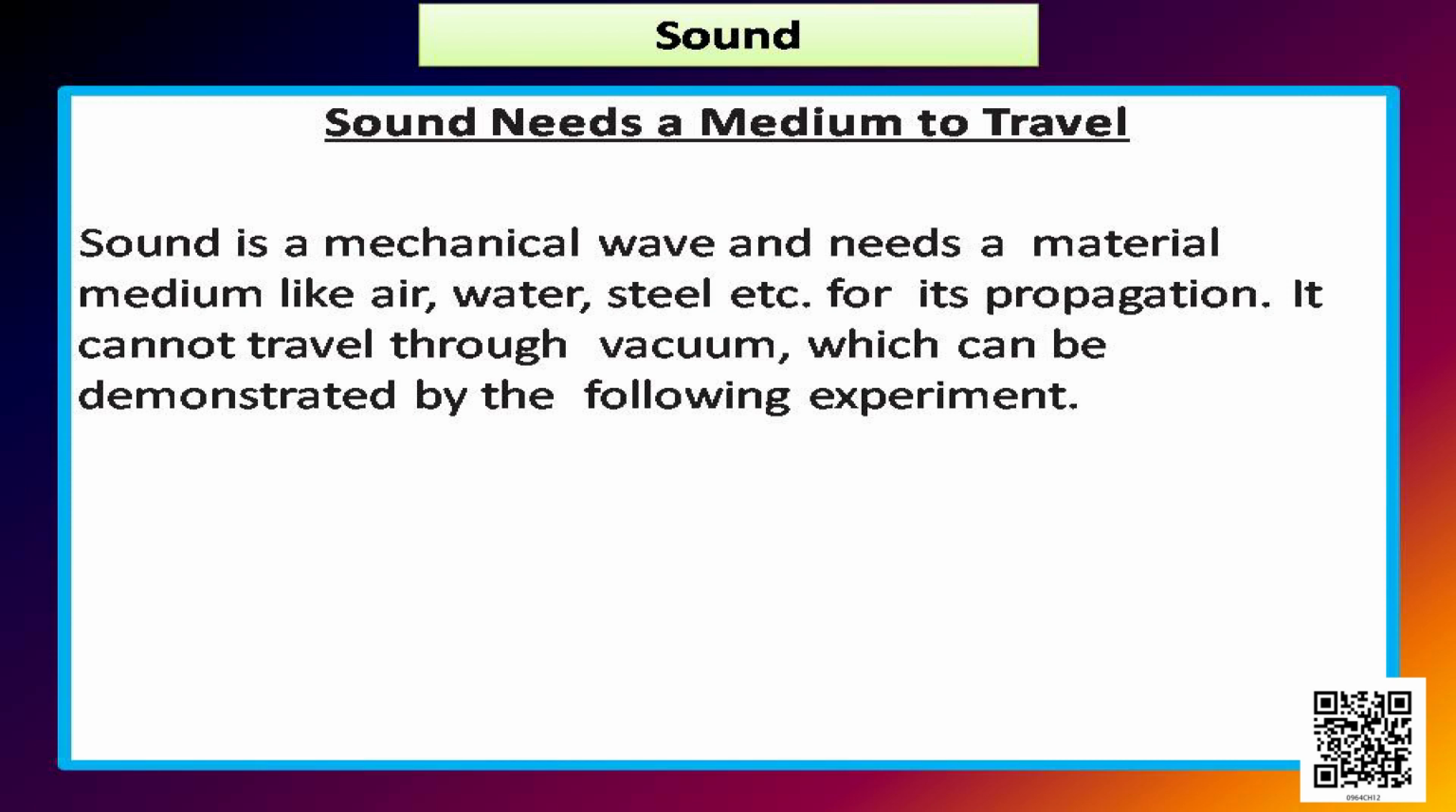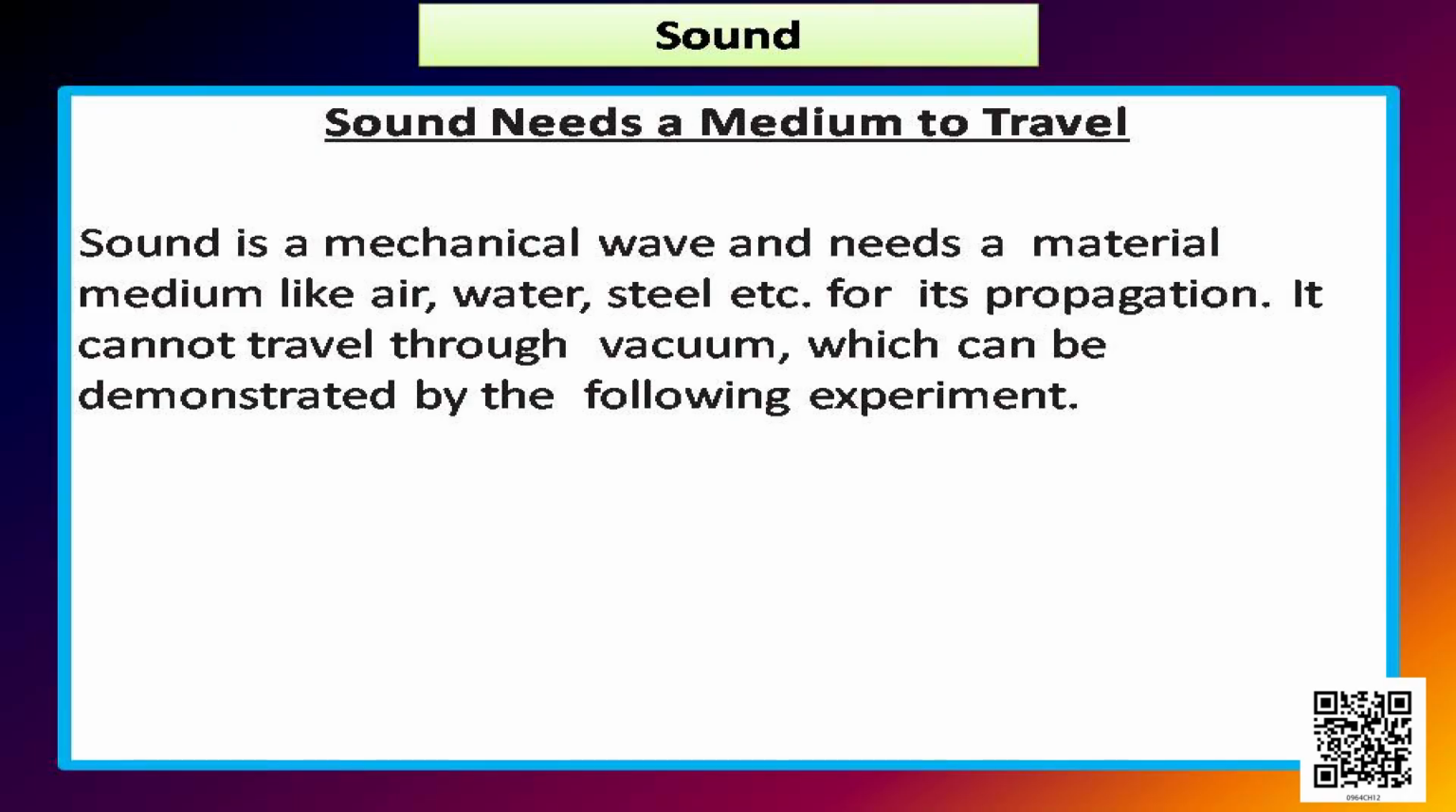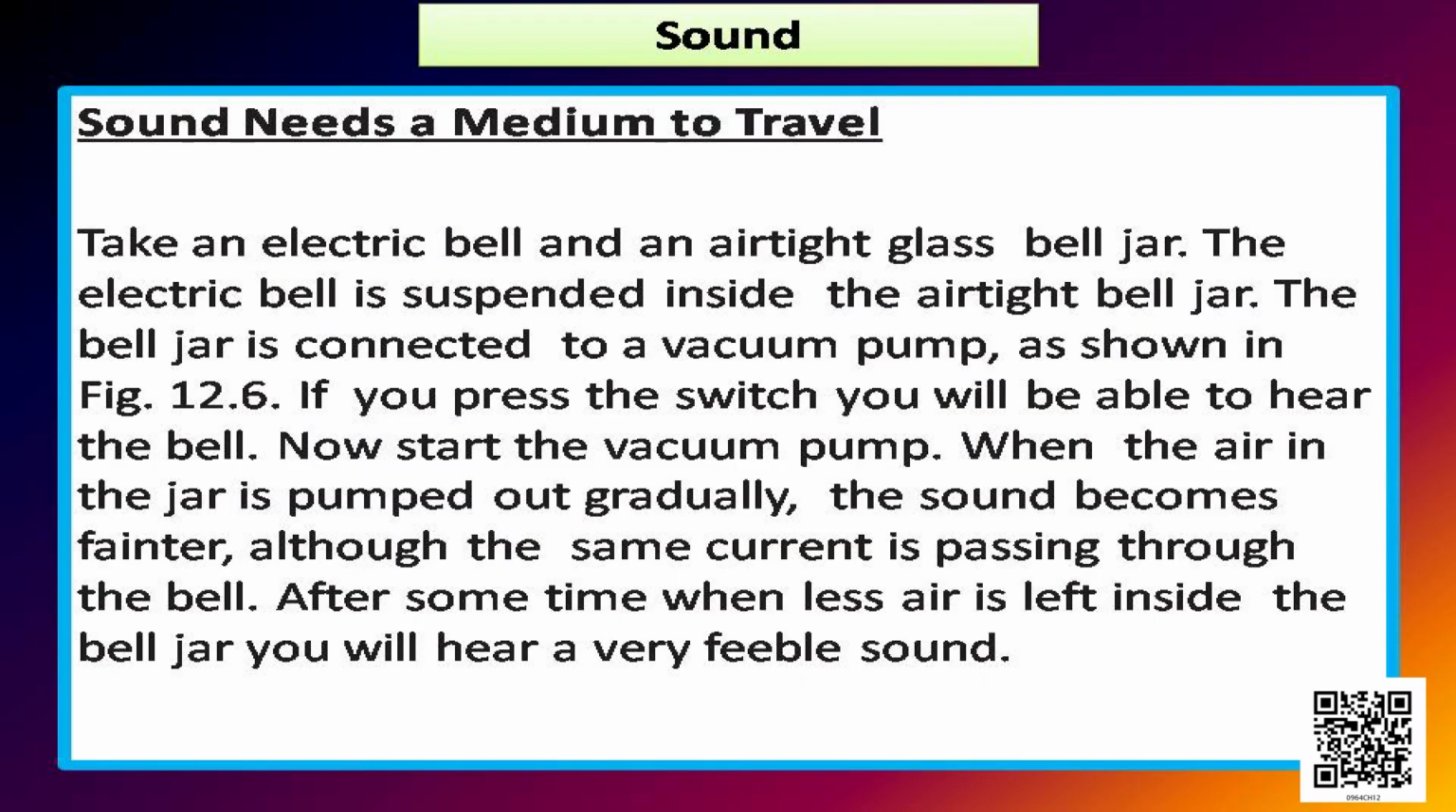Now students, let us discuss that sound needs a medium to travel. We have already discussed it, but let us prove it. Sound is a mechanical wave and needs a material medium like air, water, steel, etc. for its propagation. It cannot travel through vacuum, which can be demonstrated by the experiment given in your book. So let us discuss that experiment. Take an electric bell and an airtight glass bell jar. The electric bell is suspended inside the airtight bell jar. The bell jar is connected to a vacuum pump as shown in your figure.